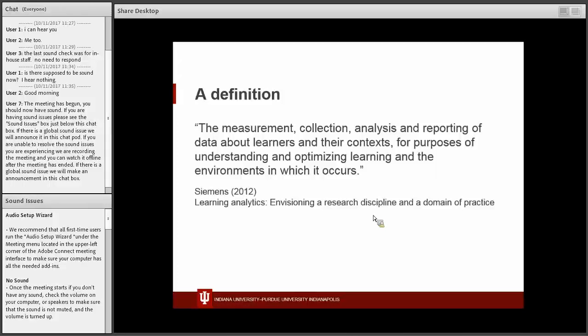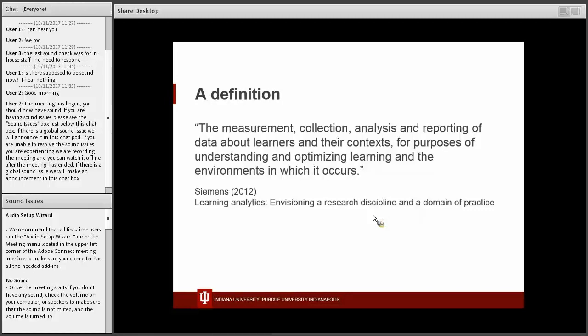That's a really long sentence. I would never write a sentence that long. So let's unpack that a little bit. So the measurement, collection, analysis, and reporting of data about learners. Okay, that provides us a focus. We're talking about students. We're talking about data about students.